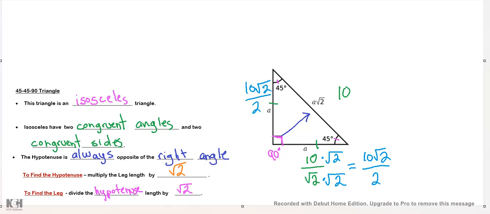This is a precise length. You could put all this into your calculator because of the square root of 2, but it's going to give you a decimal that goes on and on and on and doesn't stop, so that's not really precise, and we don't really want to work with that.